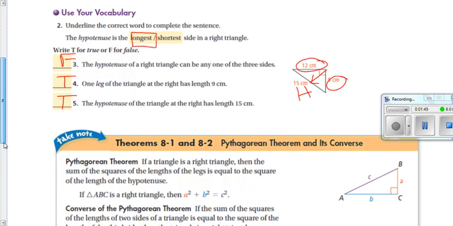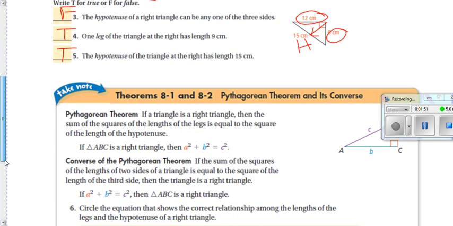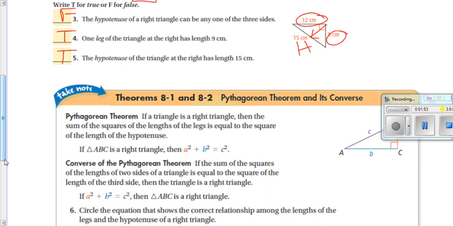So what exactly is the Pythagorean theorem? Well, the Pythagorean theorem states that if a triangle is a right triangle, then this must be true. The sum of the squares of the lengths of the legs is equal to the square of the length of the hypotenuse. So if you see a triangle, it's a right triangle, then that is a proven fact. If you square each leg and you add it together, that is equal to the length of the hypotenuse squared. a squared plus b squared equals c squared. That's our theorem, where c is the hypotenuse.